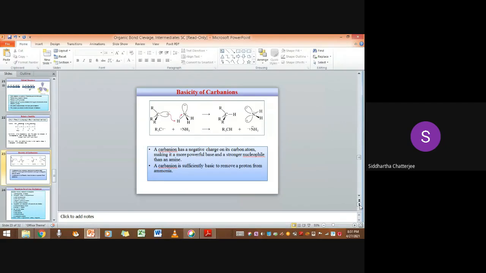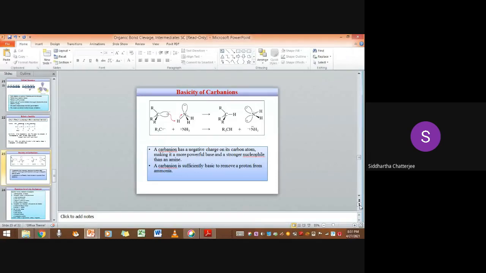Yes, what I'm telling you, you just see a carbanion has a negative charge on its carbon atom. Okay, so naturally it acts as a strong nucleophile or Lewis base, which is capable of donating a lone pair of electrons. So naturally, when it reacts with ammonia, ammonia is also a neutral nucleophile as well as a Lewis base.